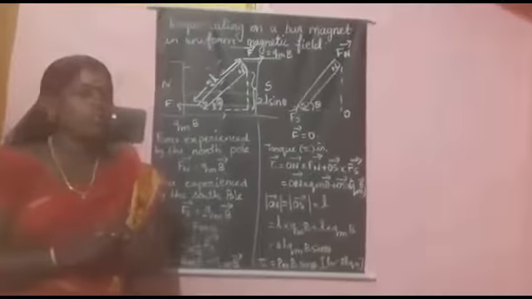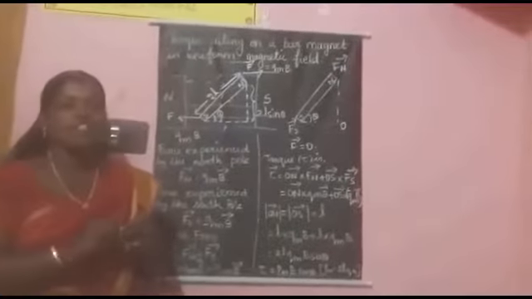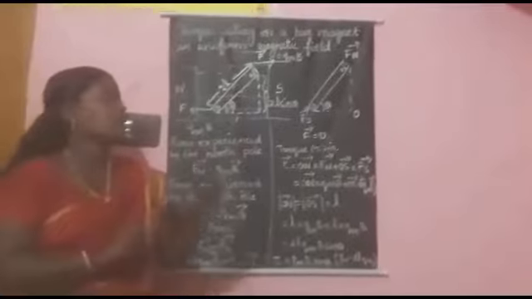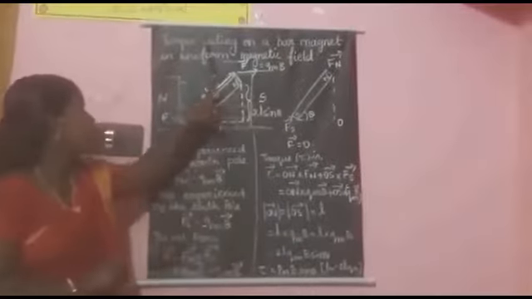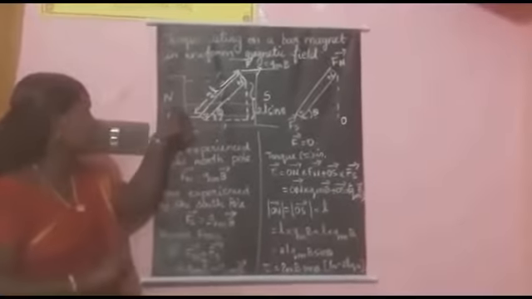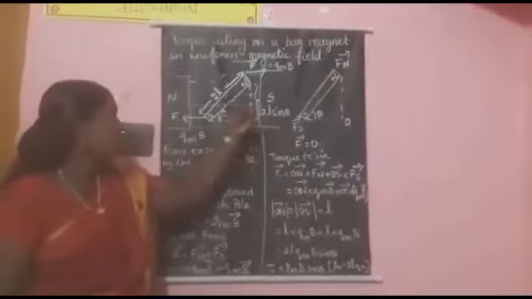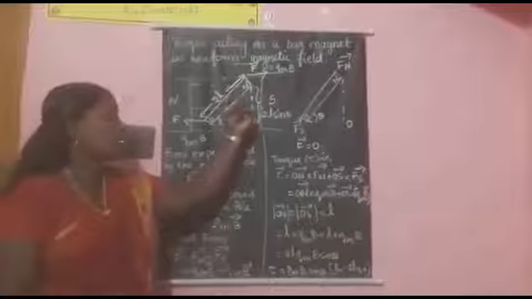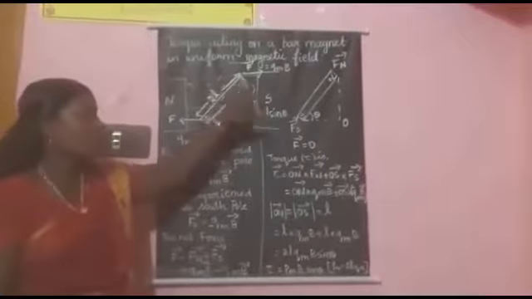Today I am going to teach about torque acting on a bar magnet in a uniform magnetic field. Okay, so first we consider two magnets. One is here, north pole and south pole. So one small bar magnet is placed in a uniform magnetic field.